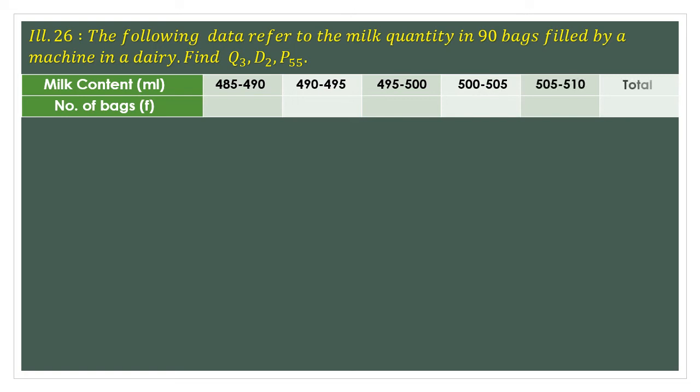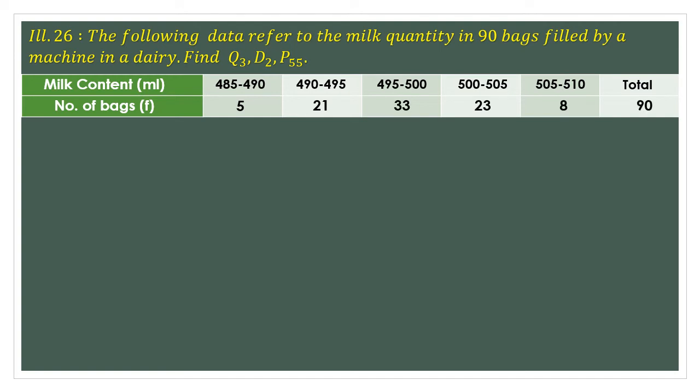Let us start with illustration 26. The following data refer to the milk quantity in 90 bags filled by a machine in a dairy. Find third quartile, second decile and 55th percentile from this data. The data is given in a table, the milk content in milliliters and number of bags, that's frequency. The classes are given like this, 485 to 490 and up to 505 to 510. The bags are 5, 21, 33, 23, 8 and the total number of bags is 90.